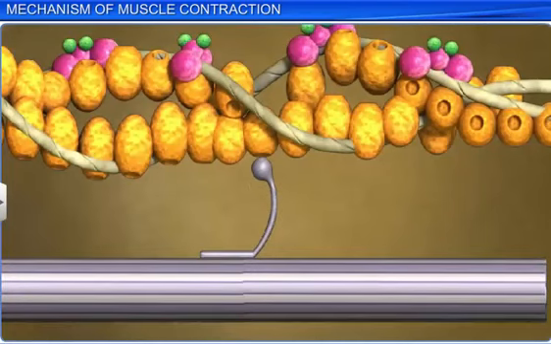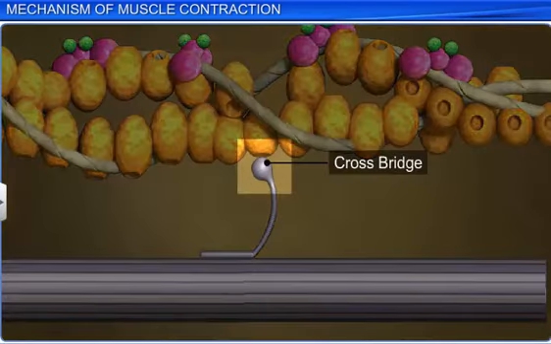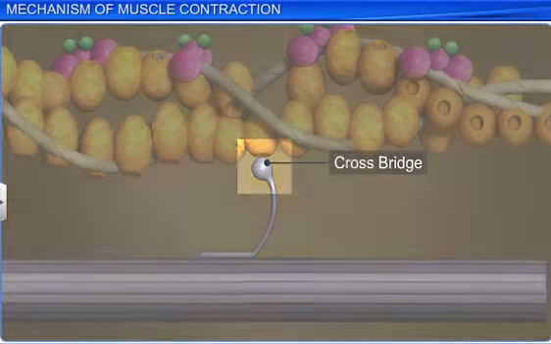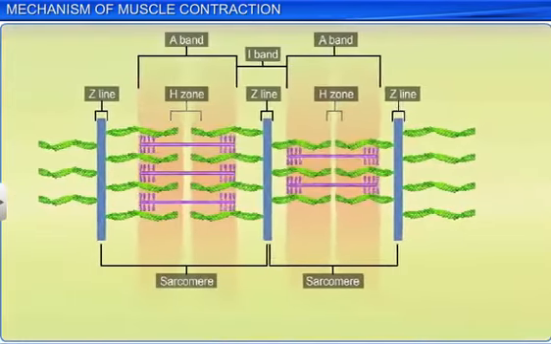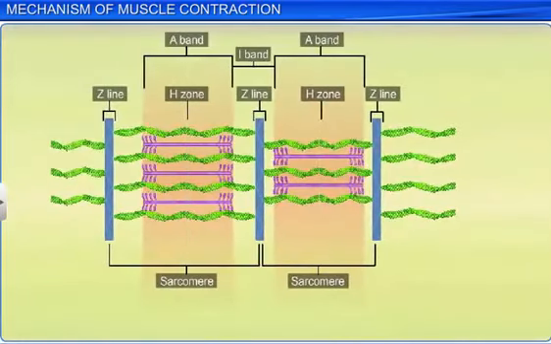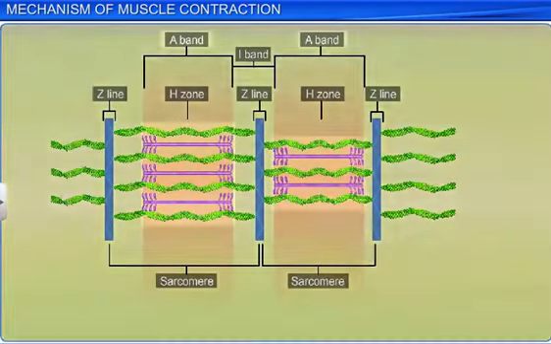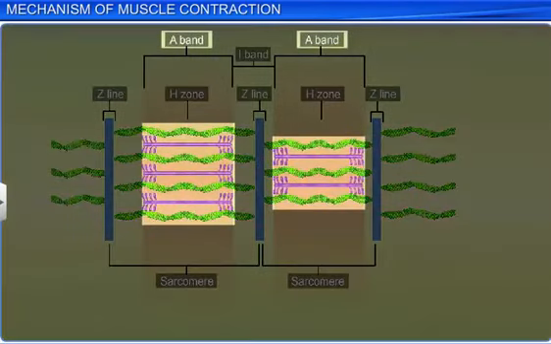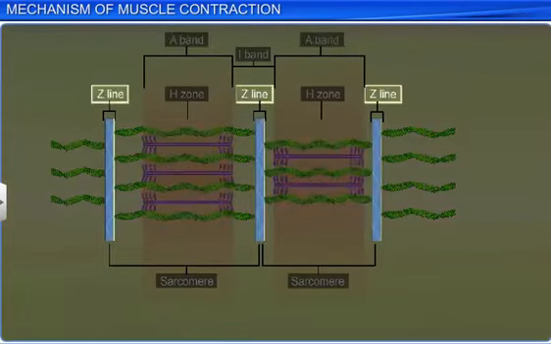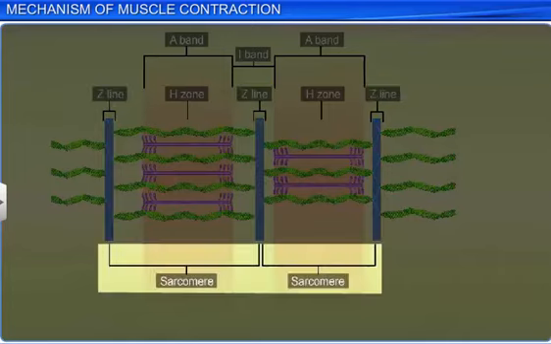Myosin binds to actin to form a cross-bridge. These cross-bridges are very important for muscle contraction. They pull the attached actin filaments to the center of the A band. Moreover, the Z line attached to the actins is also pulled inwards, shortening the sarcomere, thereby causing a muscle contraction.